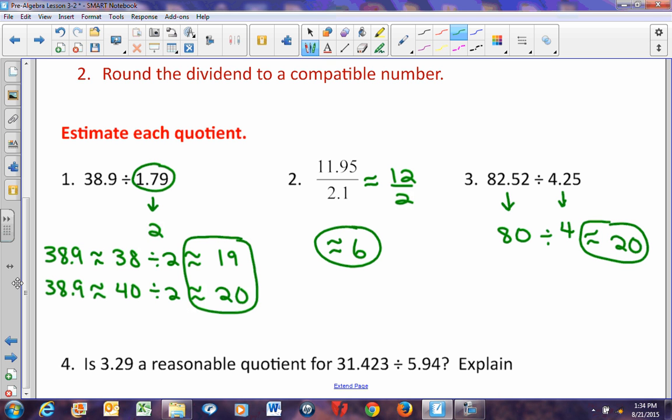Remember, if you decided to use 84, as long as you showed me, right, I would know that this is 21. Either one of those is acceptable because they're both compatible numbers and they're both close to 82.52. Right? Technically, 84 is closer to 82.52 than 80 is. Because 80 is 2.52 away, and 84 is 1.48 away.